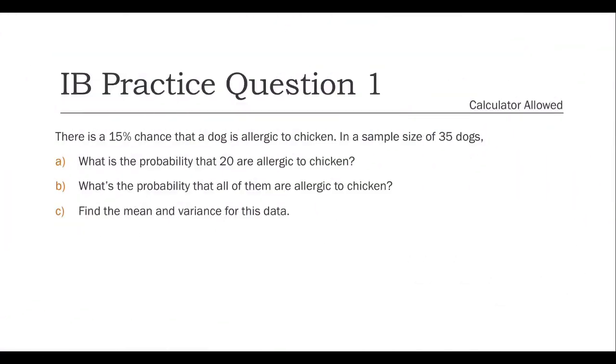So now we have our first IB practice question where the calculator is allowed. It says there's a 15% chance that a dog is allergic to chicken. In a sample size of 35 dogs, A, what's the probability that 20 are allergic to chicken?